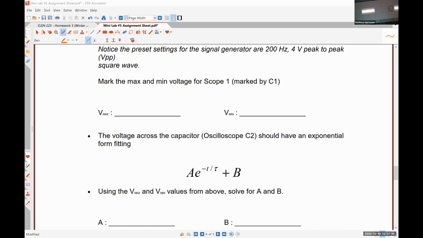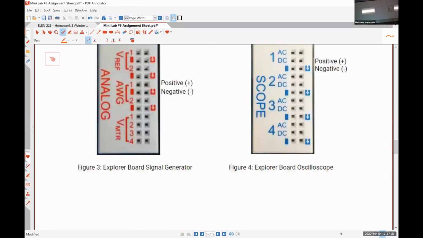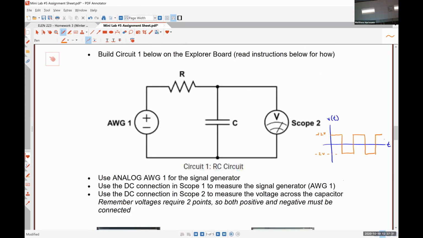Give me just 1 second to go back here and double check my circuit. Sorry, Davis said he had this set up, and apparently he was mistaken. All right, I'm just going to tear this stupid thing down.